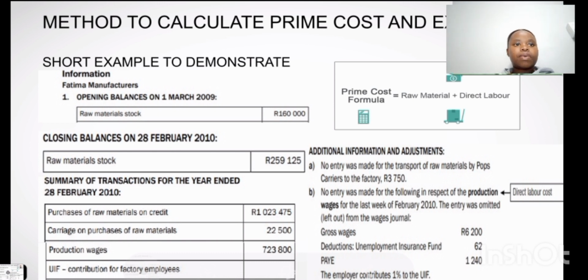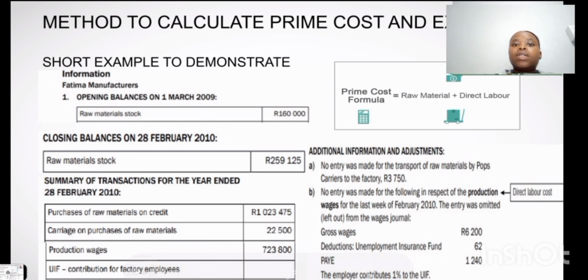There we have the purchases of raw material on credit, the carriage on purchases, we have production wages, and then UIF contribution. Now let us read the additional information and adjustments. Adjustment A says no entry was made for the transport of raw materials by POPs, carries to the factory 3,750.